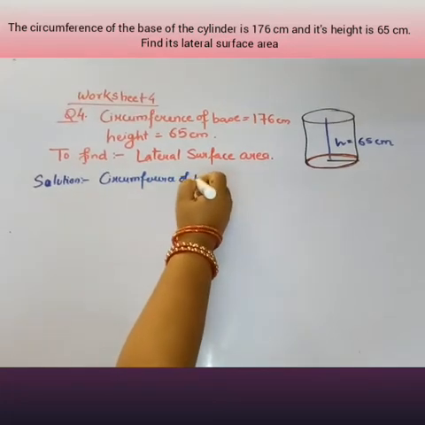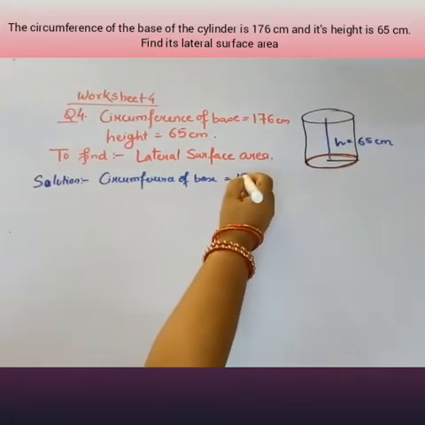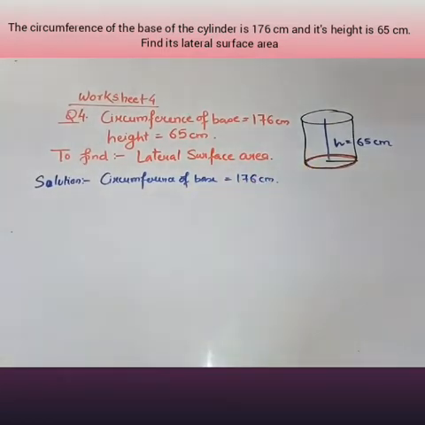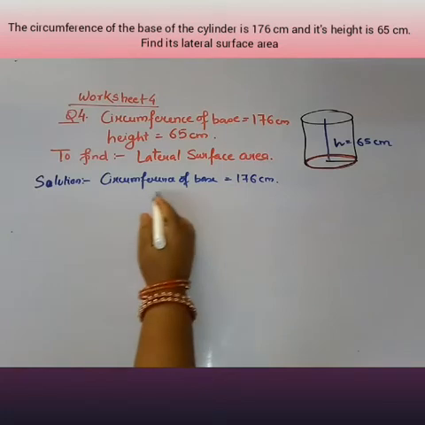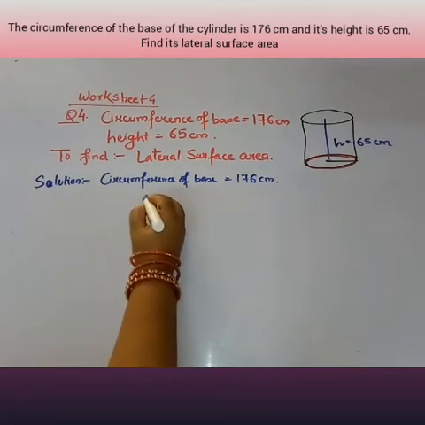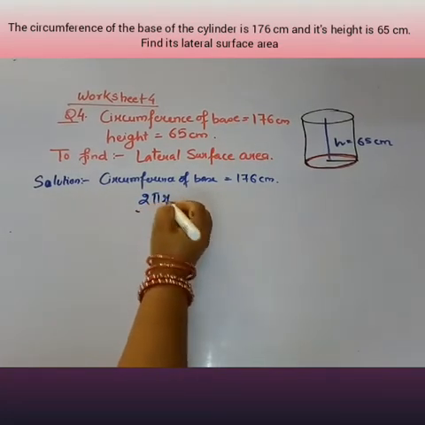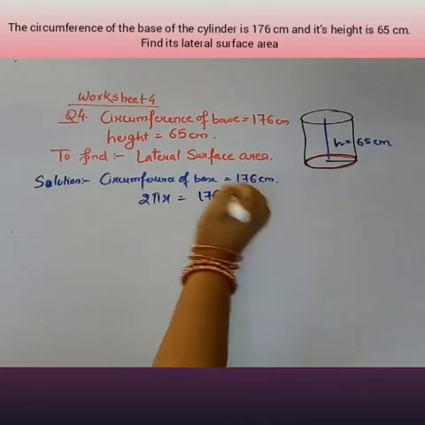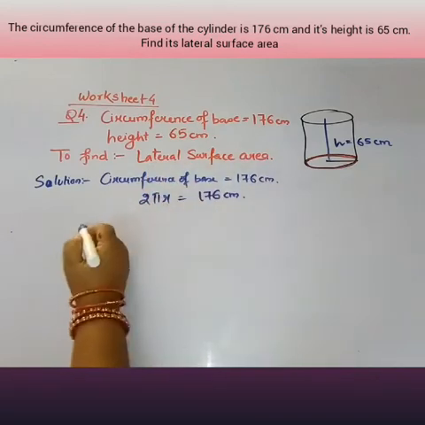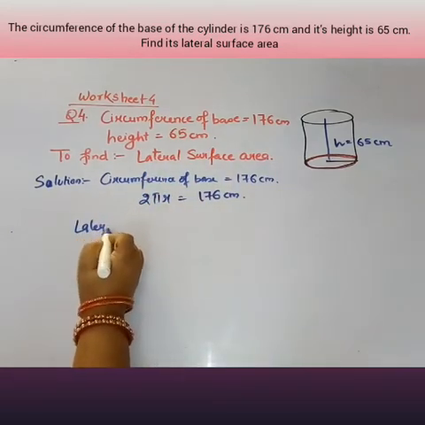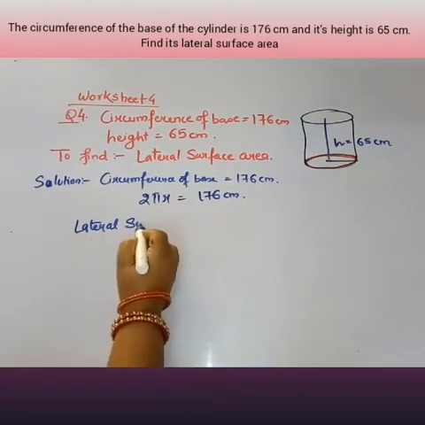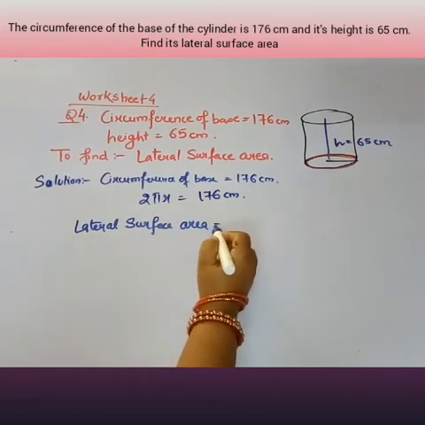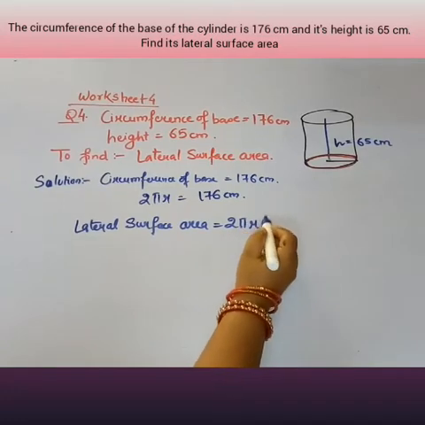circumference of base is given 176 centimeter. Now circumference means this is the circle, and the formula for the circumference of the circle is 2 pi r. So this is 176 centimeter. What we have to find? We have to find the lateral surface area. Lateral surface area means we have to find the curved surface area. So lateral surface area is 2 pi RH.